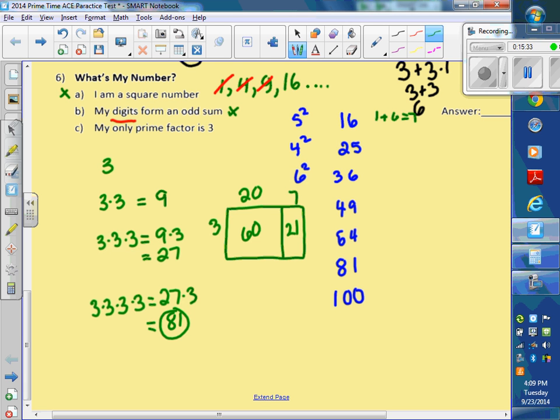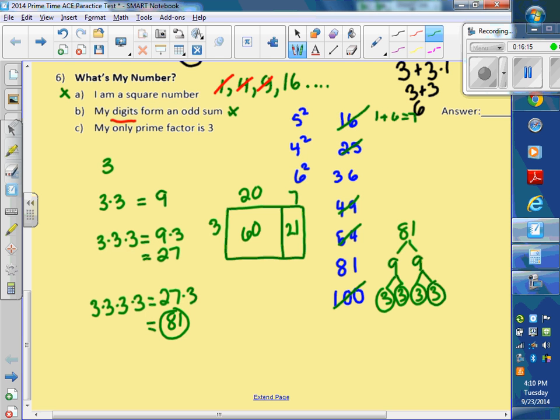But there's no 3 as a factor of 16. 16 doesn't have a 3 as a factor. Neither does 25. Neither does 49. Neither does 64. Neither does 100. So you would look at your factor trees for 81, which is 9 times 9, 3 times 3, and all the factors are the same. All the prime factors, there's only one, it's 3.